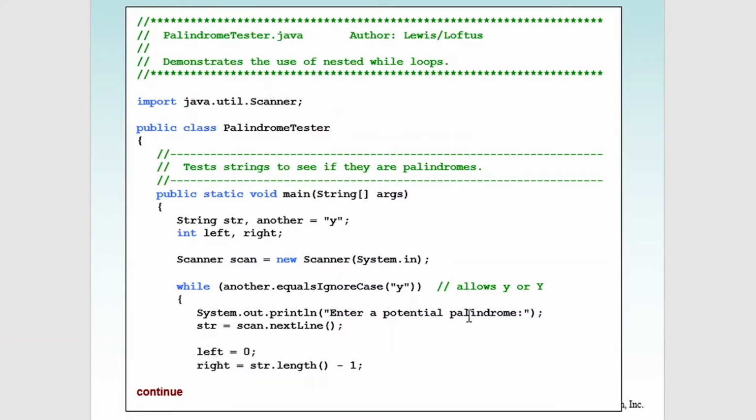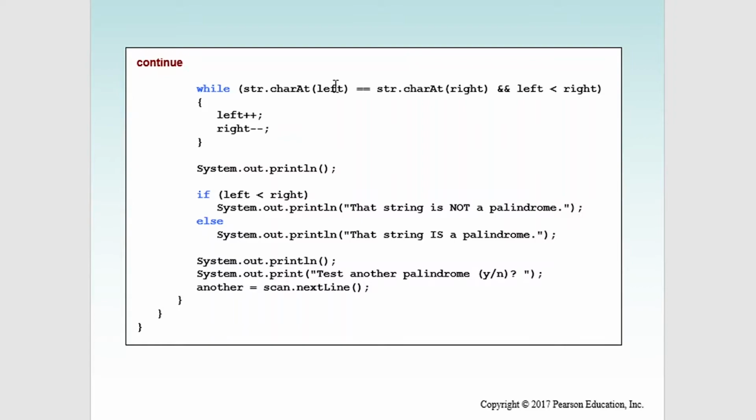Then they print out enter potential palindrome. They're going to save that input. They're going to set left to 0. They're going to set right to the length of the string -1. Then they have an inner loop, which is using the integers left and right to compare characters within the same string. And they're making sure that left is still less than right.